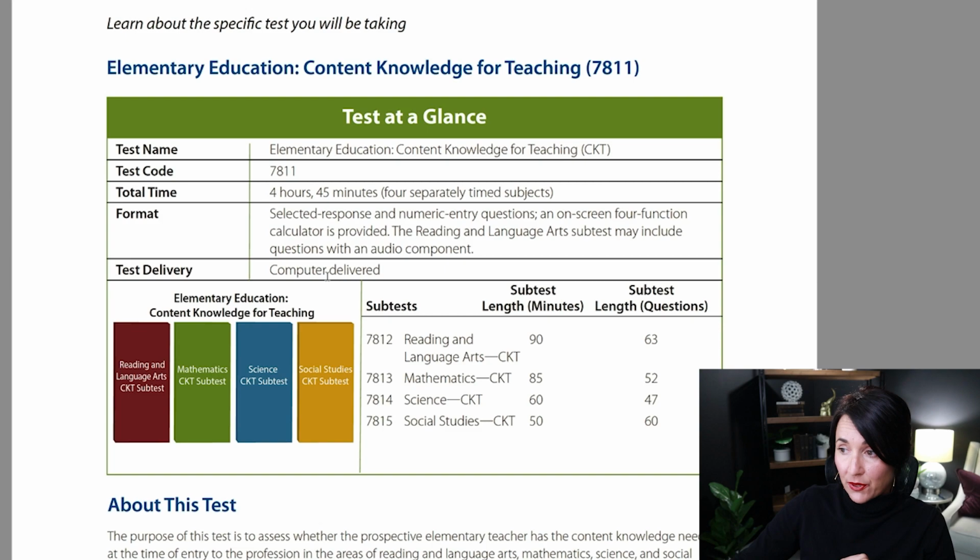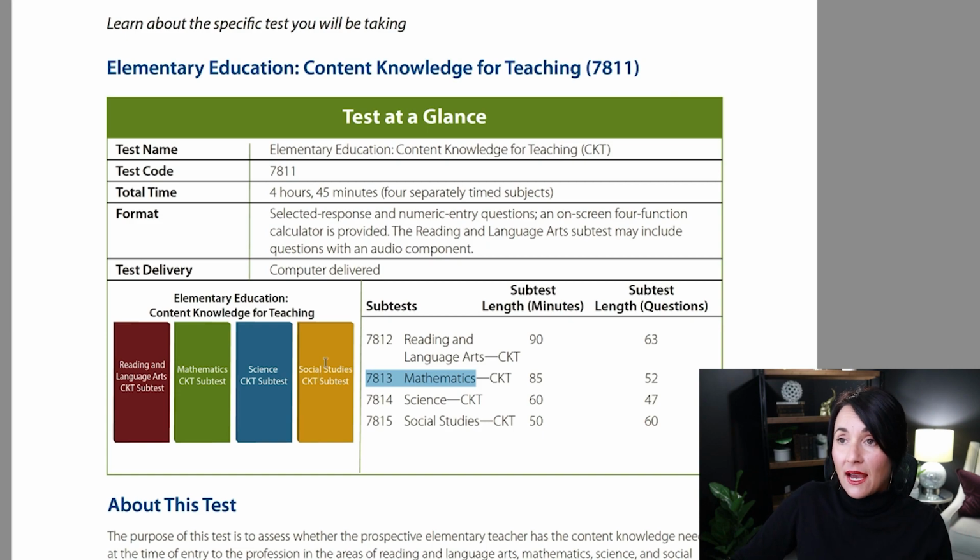But let's take a look at the study companion for the 7811. You can see that this is the test blueprint, and we're going to focus today on the 7813, the mathematics content knowledge for teaching. There are 85 questions in this part. Again, this is broken up into 4 subtests, 7812, 3, 4, and 5.